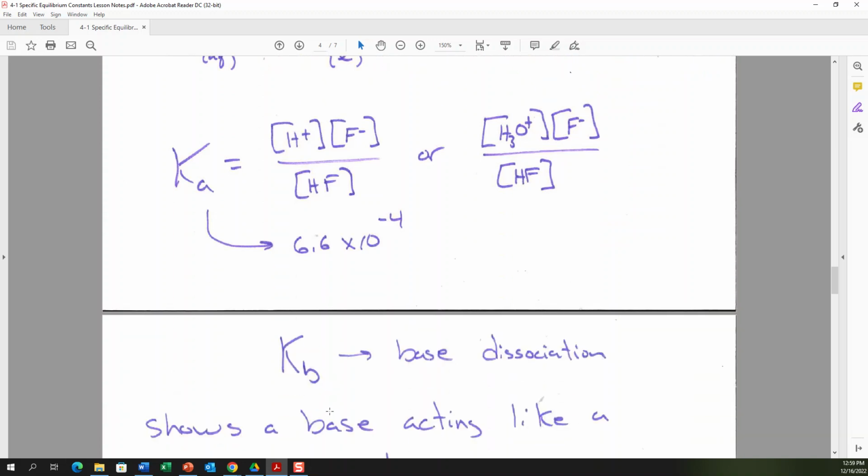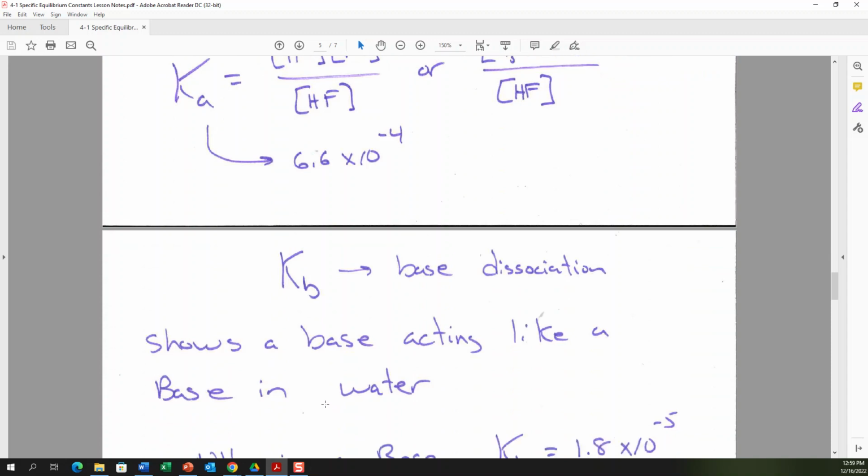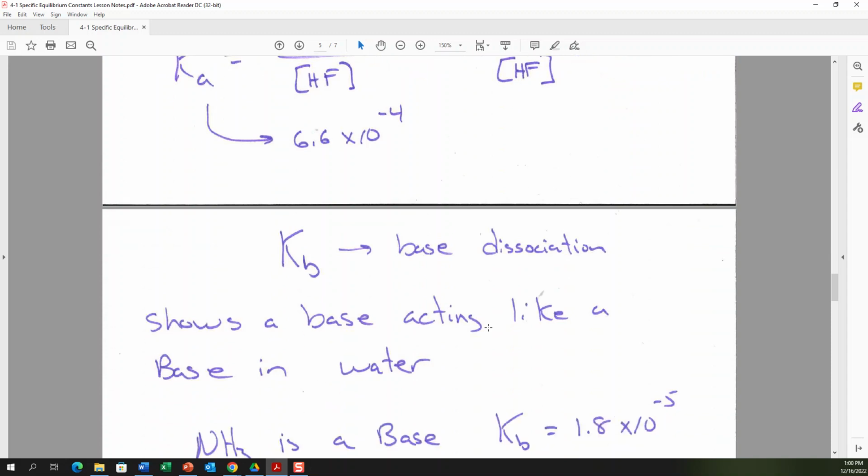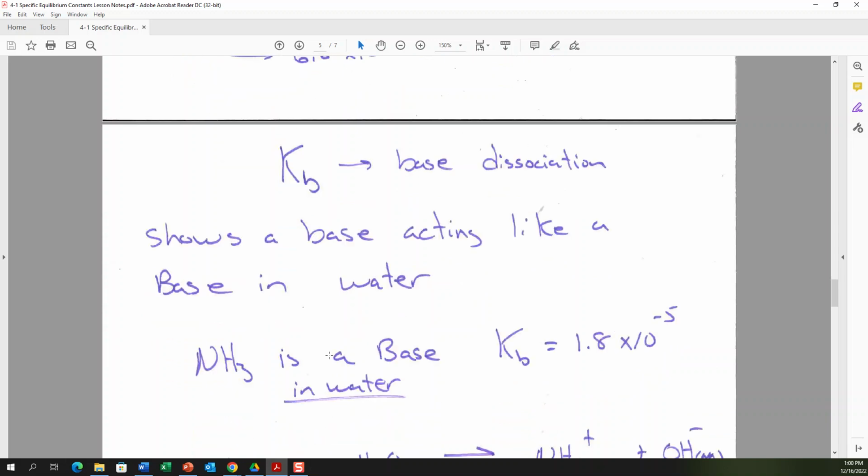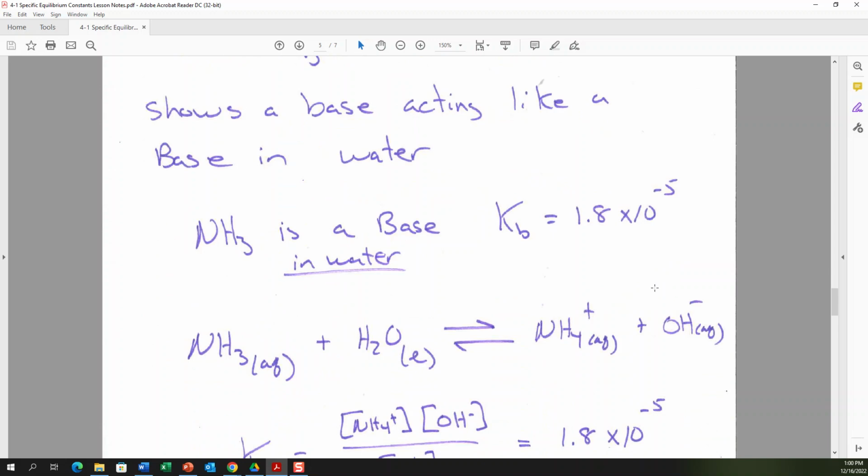All right, well, what about Kb? That's base dissociation. It shows a base acting like a base with water. It has to be with water. What does acting like a base mean? Acting like a base means taking an H plus away from water. If you take an H plus away from water, what are you left with?